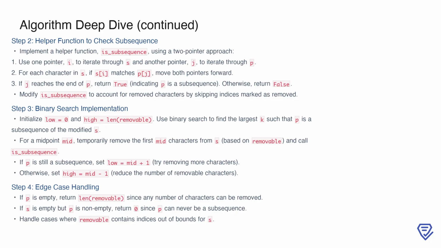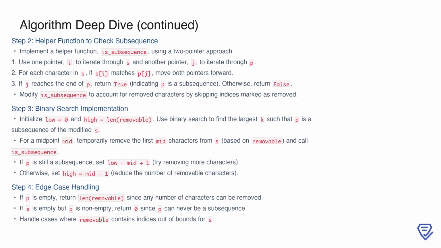To account for the removal of characters, we modify this function to skip any indices in s that are marked as removed. With this helper function in place, we can proceed to the main binary search implementation. We initialize the binary search range with low set to 0 and high set to the length of the removable array. For each midpoint, mid, we simulate the removal of the first mid characters from s based on the removable array and use is_subsequence to check if p remains a subsequence.